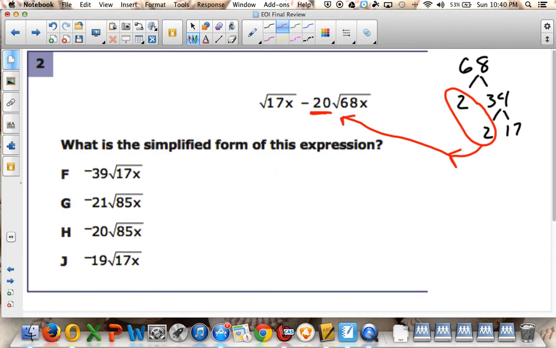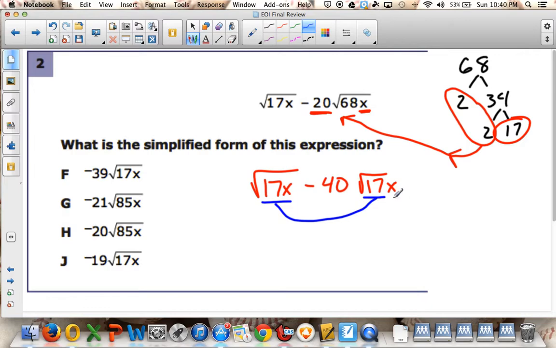So let's write this down again. I have the square root of 17x minus 40 times the square root of what I have left over. I have 17 left over plus the x that I didn't use. Now I have common bases inside my radicals, 17x and 17x. The coefficient in front of the first square root of 17x is 1. 1 minus 40 is negative 39, and I have the 17x that I don't add, subtract, or change. So my answer is F.